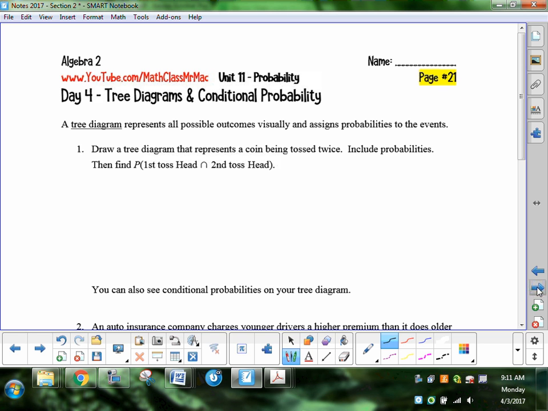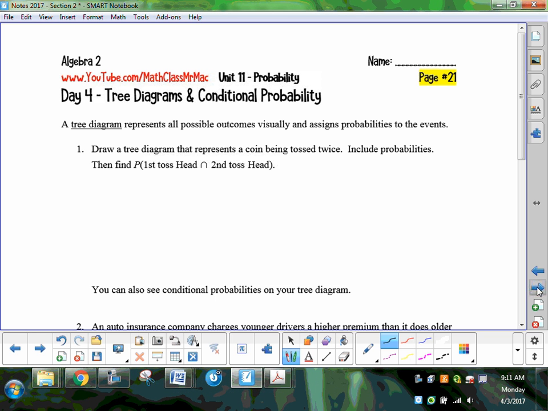They go left to right, there's branches, and so on. A tree diagram represents all possible outcomes visually and assigns probabilities to the events if they aren't even probabilities to begin with. Draw a tree diagram that represents a coin being tossed twice. Include the probabilities. So let's start off with this.